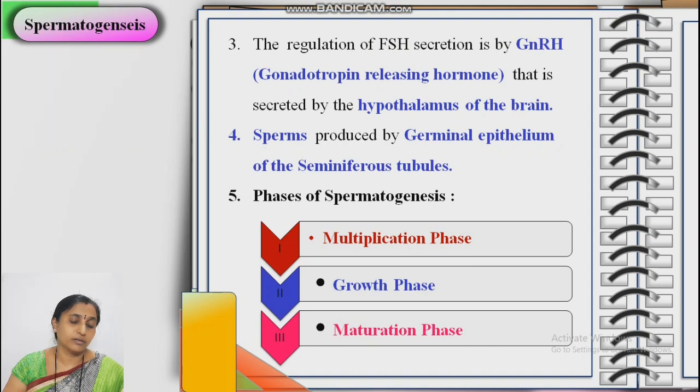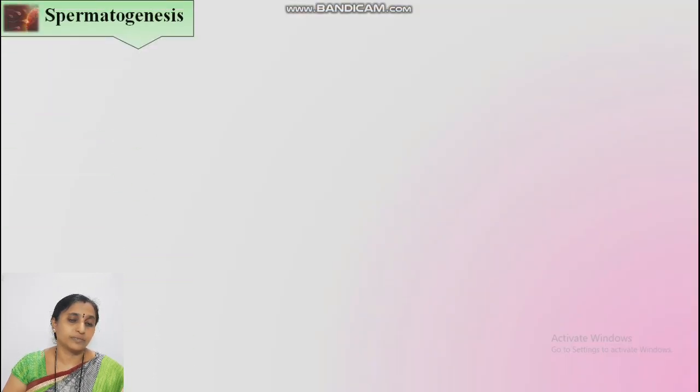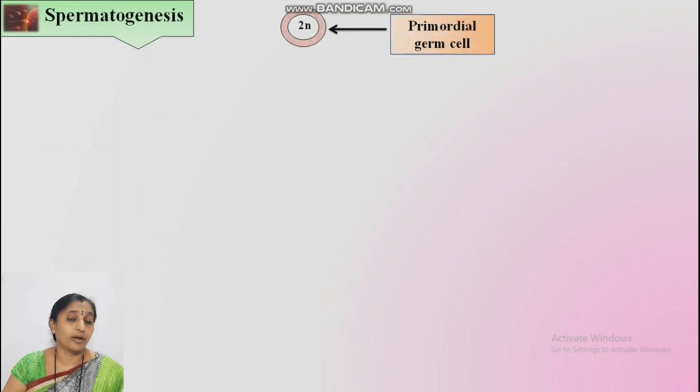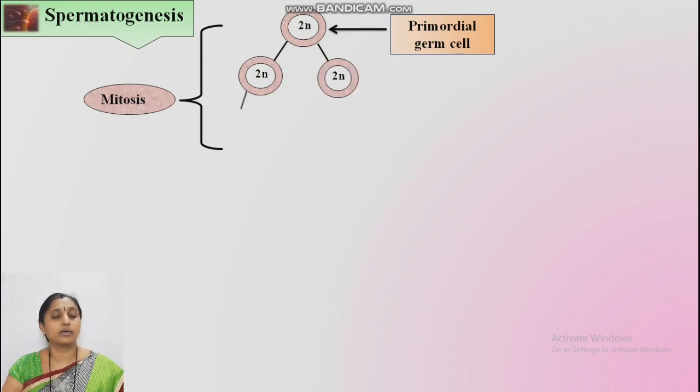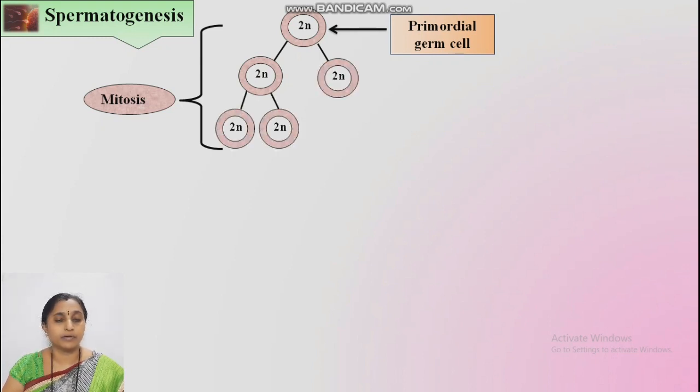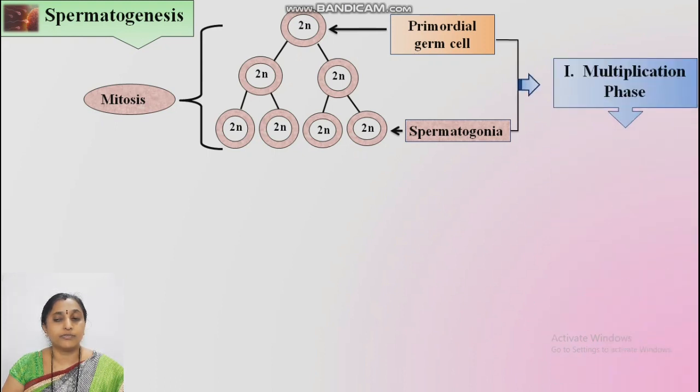See here, spermatogenesis. The primordial germ cell, which is diploid, the germinal epithelial cell present in the seminiferous tubule, undergoes mitosis, multiplication: 2, 4, 6, 8, like this many cells. So this phase is also known as the multiplication phase, and this phase includes mitosis. Primordial germ cells undergo mitosis and form many spermatogonia, and that phase is known as the multiplication phase.